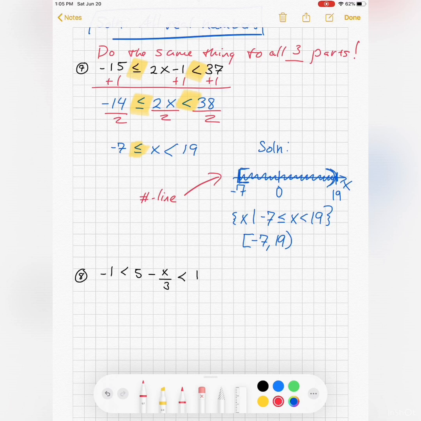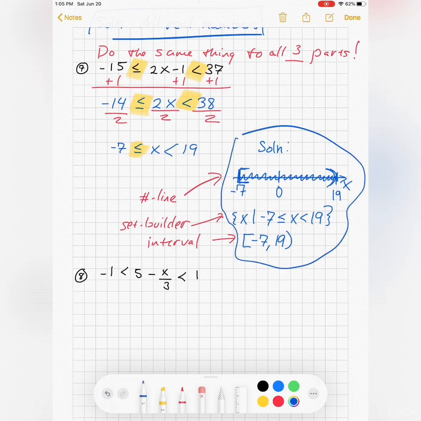So one more time with these notations. Number line, set builder, and interval. 3 different ways of writing the solution depending on what the problem asks for.